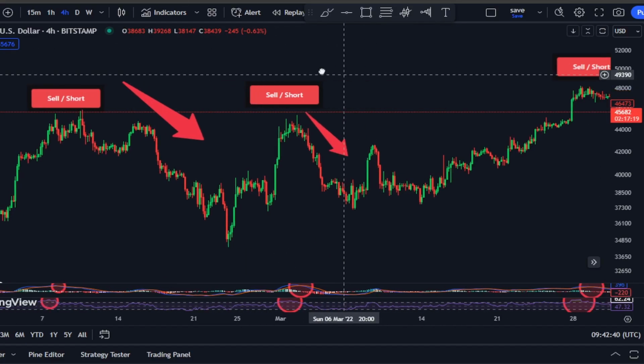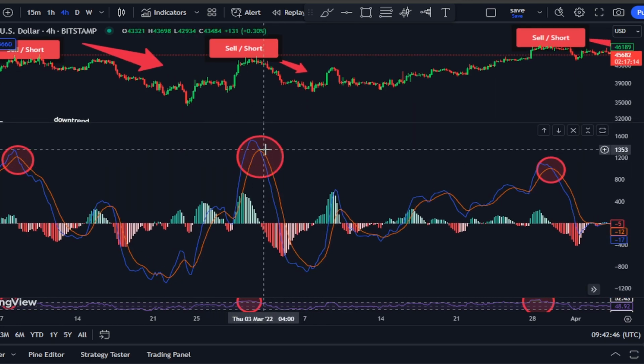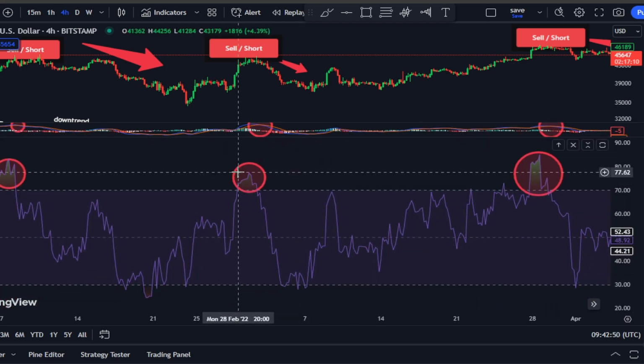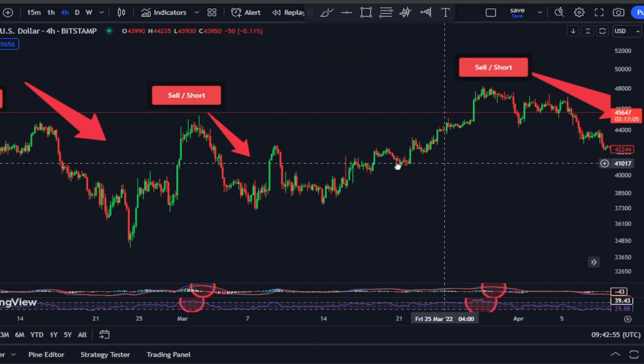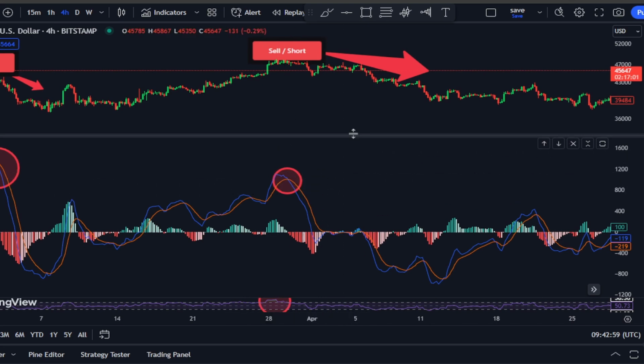The same strategy goes here. You open a short right here because you see the MACD having a bearish cross where the red line crosses over the blue line, and then you see the RSI trading at overbought levels. That is when you're going to be opening a short position and profit on the way down. Same over here, you profit on the way down because you see these indicators flashing bearish.